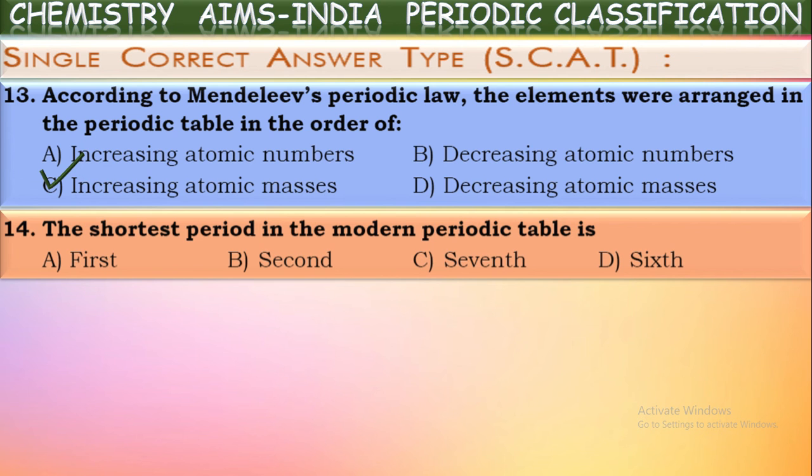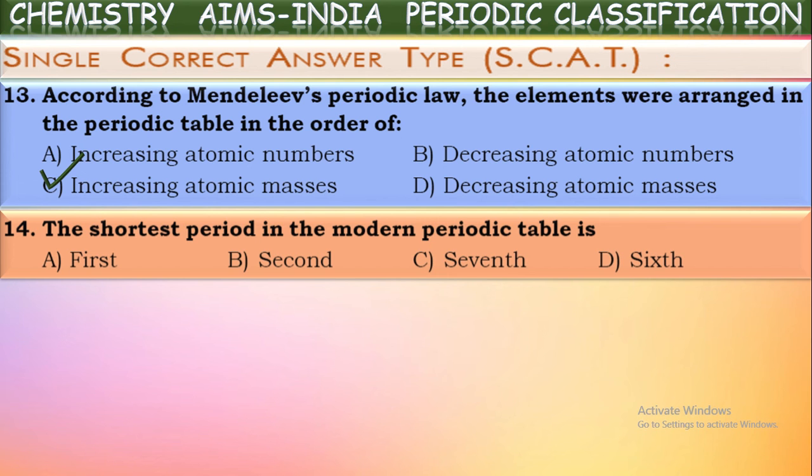Next one. The shortest period in the modern periodic table. There are totally 7 periods in the modern periodic table. Out of these 7, the first period contains 2 elements. They are hydrogen and helium. So as there are only 2 elements, it is called the shortest period.